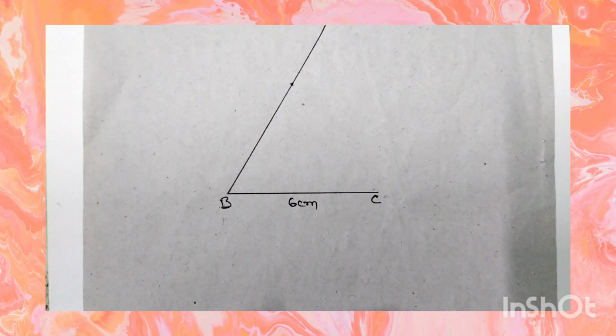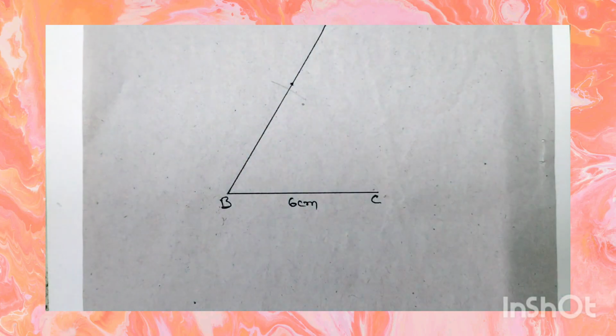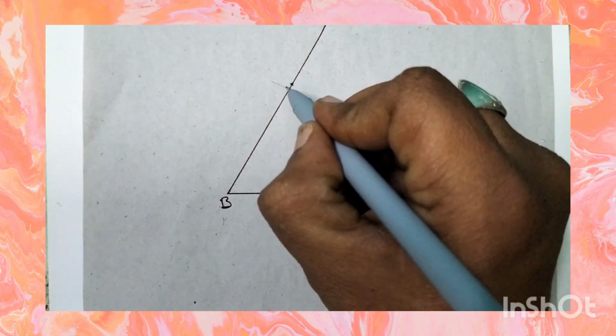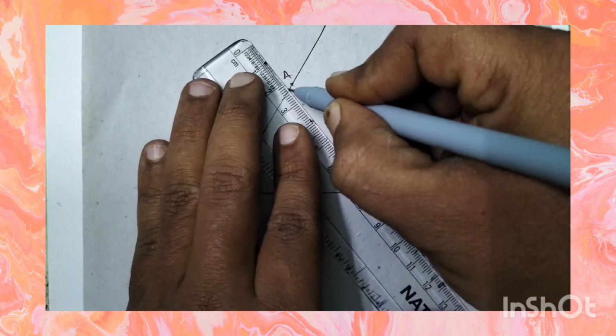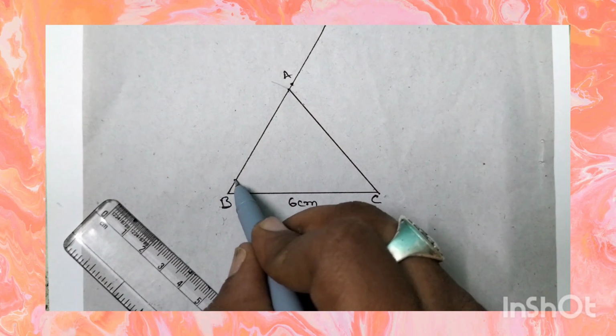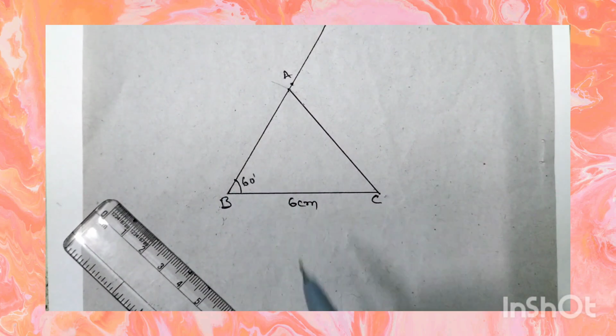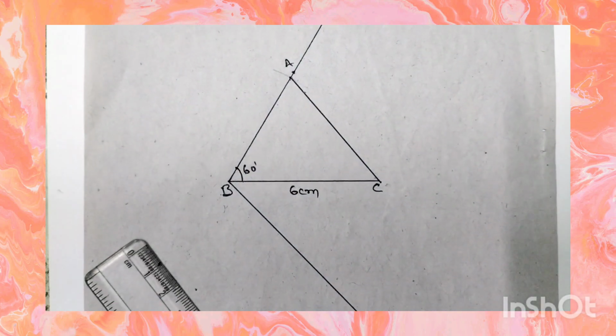Take the scale and measure 5 centimeter. So keep the compass needle at B and you cut an arc. Cut an arc. Call this point A. So you join A to C. So now it has become triangle ABC. You mark it as 60 degrees. Now you draw an acute angle line.